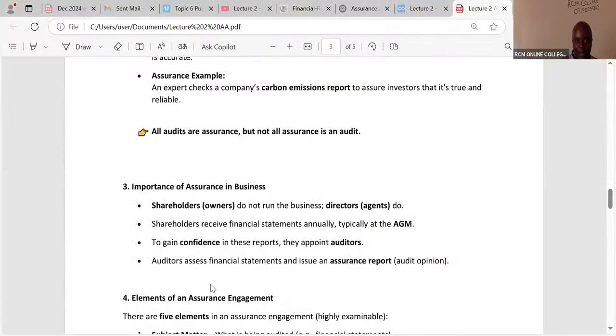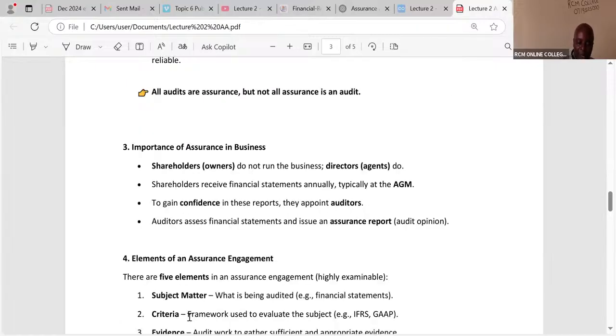So then we have the elements of any assurance engagement, and I've told you audit is part of the assurance engagement. Remember, an assurance engagement, for it to be valid, must always have 5 elements. It must always have 5 elements. You may forget about everything, but you shall never forget the elements of an assurance engagement. An assurance engagement has 5 elements, which are these.